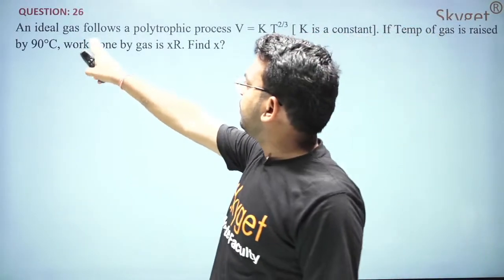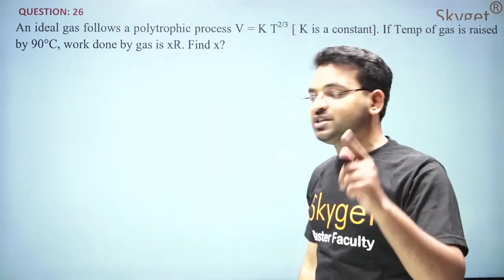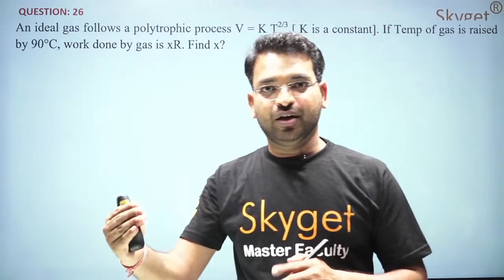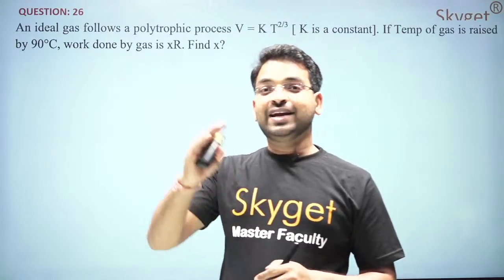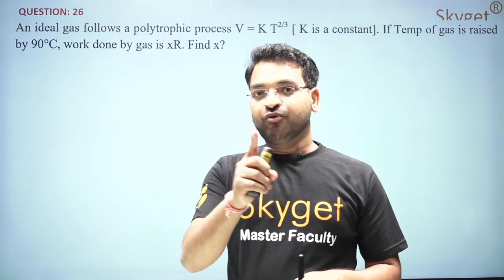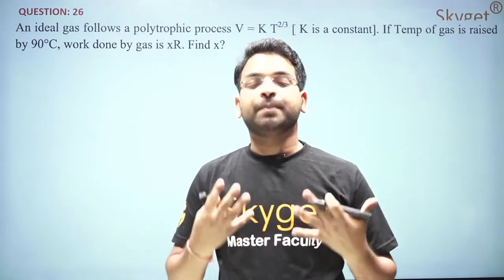Okay, an ideal gas follows a polytropic process. Polytropic process means, if you remember, the formula P into V to the power N, right? Polytropic and adiabatic. What is adiabatic? Where P into V to the power gamma, where volumetric expansion comes into the picture, that is called adiabatic expansion.